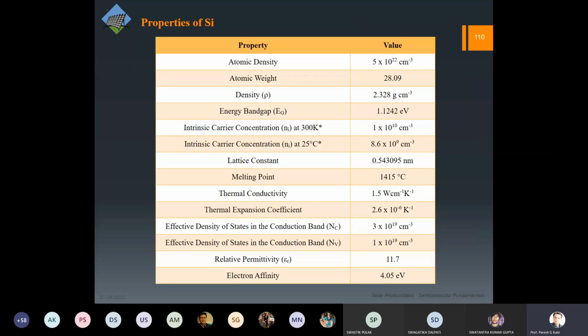Apart from that, some values you should remember. Some of them we have already seen. The atomic density should be known. Atomic weight is 14 into 2, so you can take it as just 28. The density is 2.32. For the energy band gap you can use 1.12 or 1.11, that's not a problem. Lattice constant is 0.55 nanometer or 5.5 angstroms. You can check, and the rest of the things you may not need at this point. But these are 3-4 quantities that you should remember whenever we solve problems for silicon.